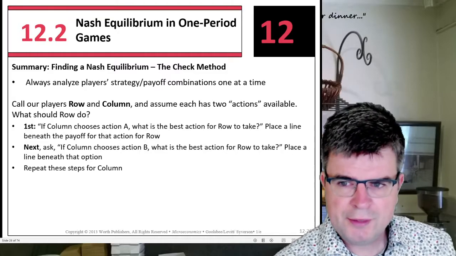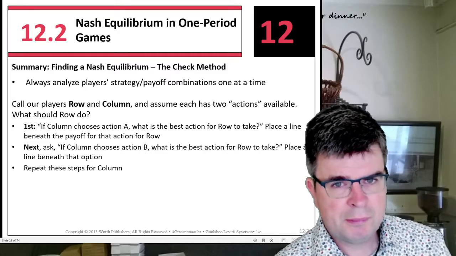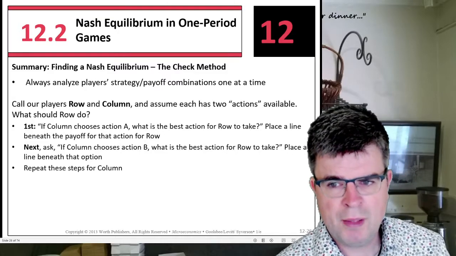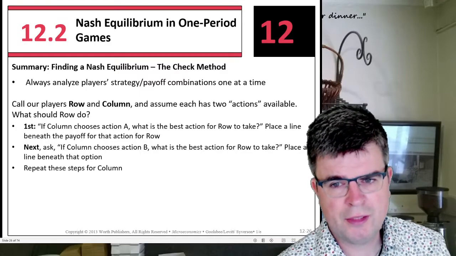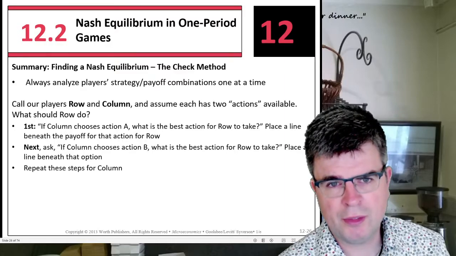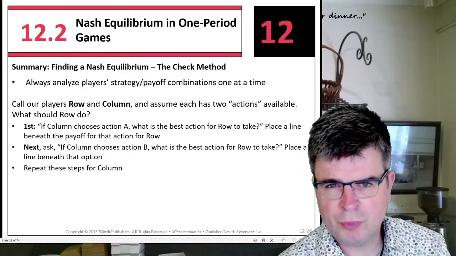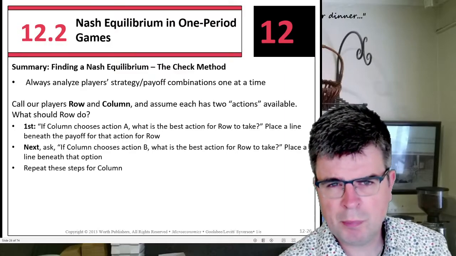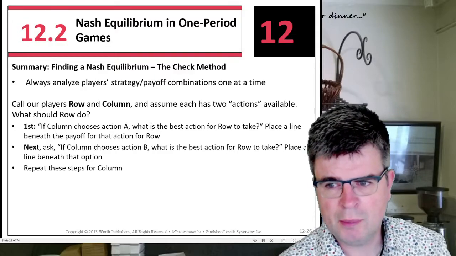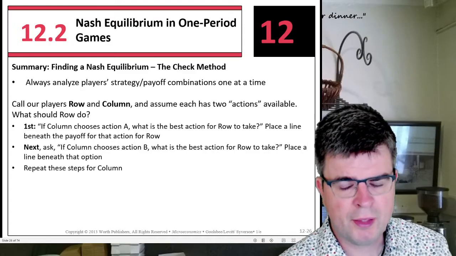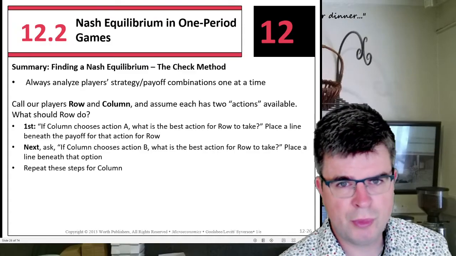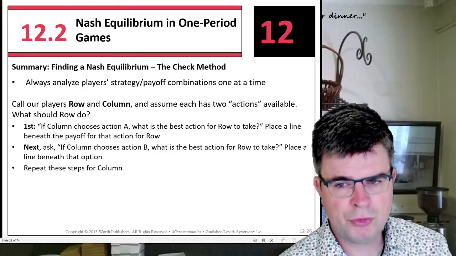So to summarize how to find the Nash equilibrium, use the check method. So analyze the payoffs or the strategy combination of each player one at a time and ask yourself what is optimal to do for one player given a certain strategy by the opponent. So call our players row and column and suppose that each has two actions available. What should row do?